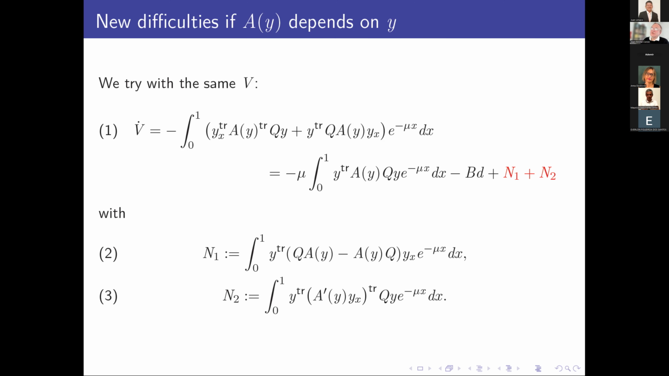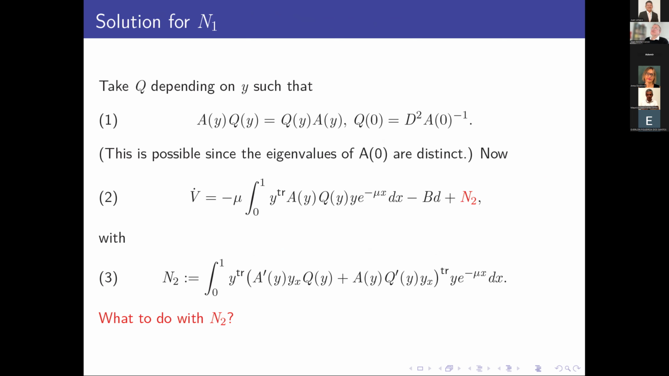In order to deal with N1, you are going to choose Q, which depends on y, in order to have the commutation. You have this commutation, A of y, Q of y is equal to Q of y, A of y, and Q of 0 is given by V. And in this case, N1 is going to disappear. But you still have the problem with N2. And N2 is a cubic term, but there is a derivative inside this term, and this is a problem.